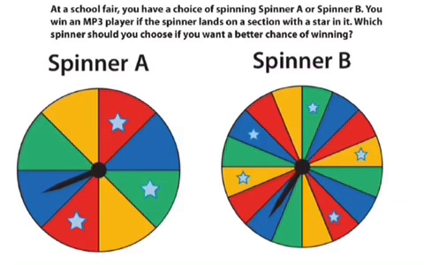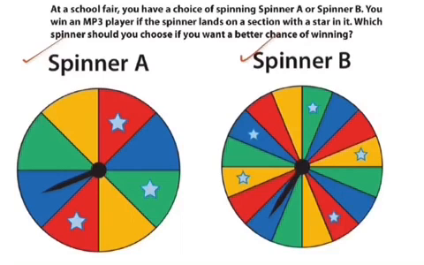So start with this little word problem. At a school fair, you have a choice of spinning spinner A or spinner B. You win an MP3 player if the spinner lands on a section with a star in it. Which spinner should you choose if you want a better chance of winning? Got spinner A, spinner B. So our probabilities here, which one's going to give us the most likely outcome of us winning this MP3 player?